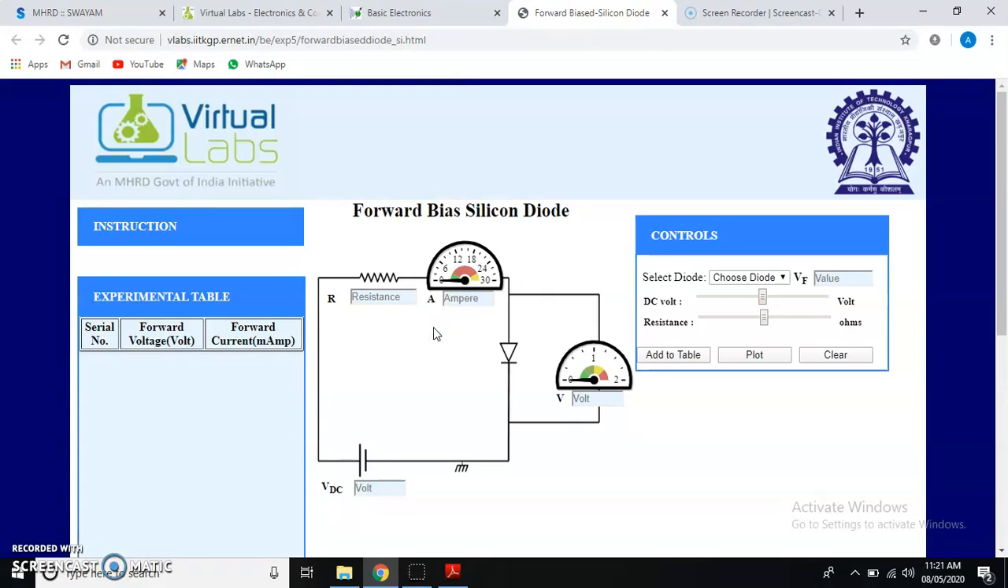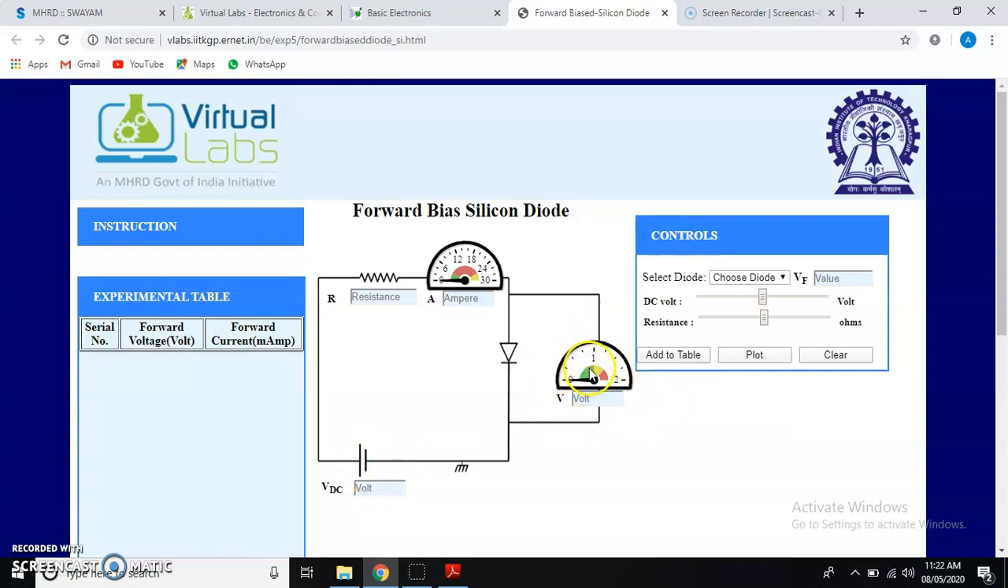Now here the circuit diagram is given. Let me trace the circuit. Positive plate of the battery through a resistance is connected to a current meter. This meter is supposed to measure the current flowing through the diode. It is connected to the anode of the diode, whereas the cathode of the diode is made negative. Therefore, we say the operation is in forward biased mode.